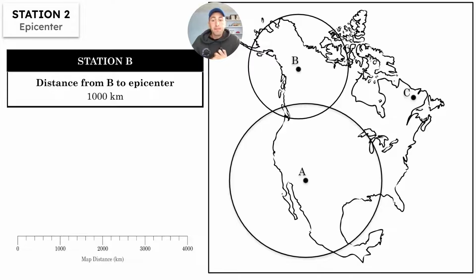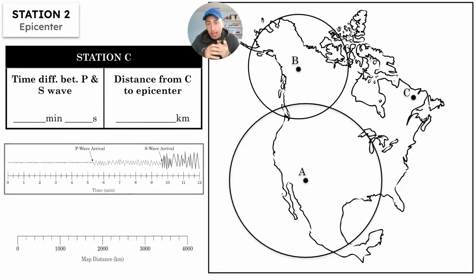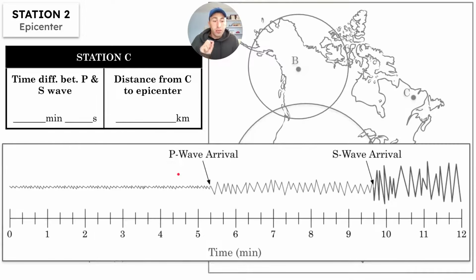So that's Station B. You then have the third station, Station C, and they will give you the time difference between a P and an S. They will give you this chart right here, and you'll have to identify the difference between the P wave and the S wave. Then based on that, you need to find the distance from C to the epicenter. So here they give you this right here, and it tells you when the P wave arrived and when the S wave arrived. This is what they give to you.